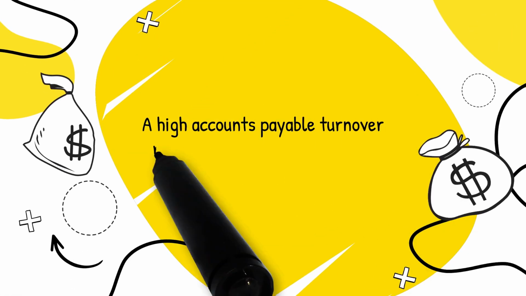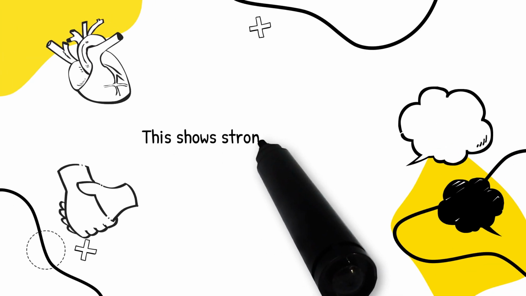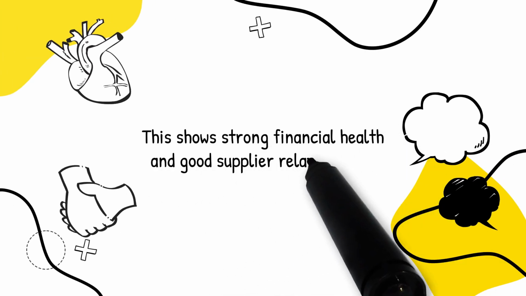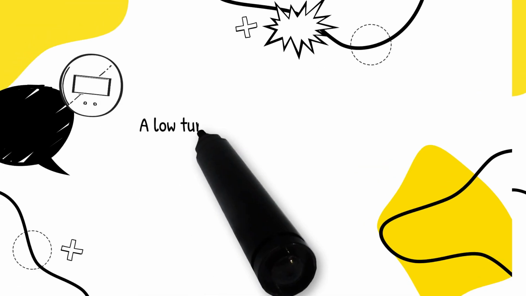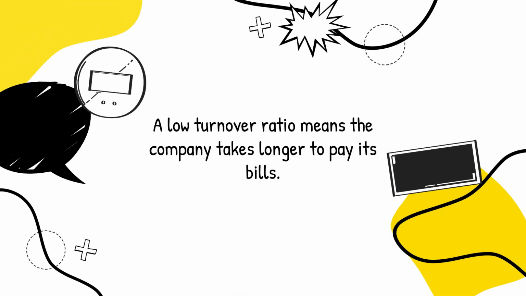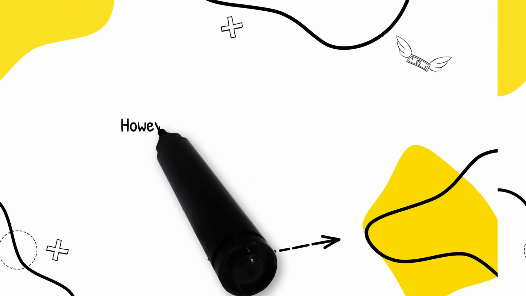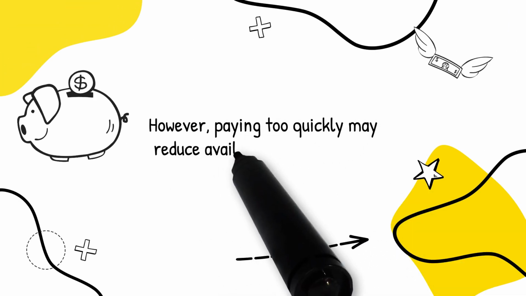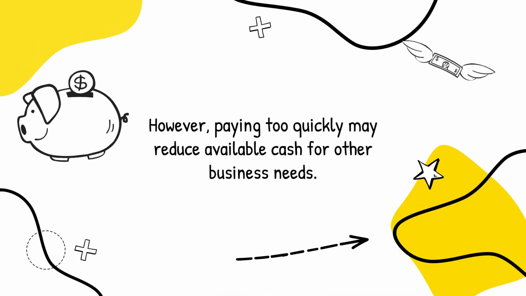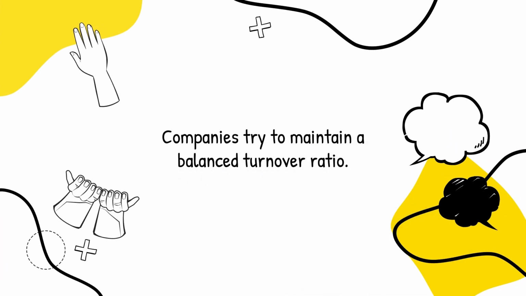A high accounts payable turnover ratio means the company pays suppliers quickly. This shows strong financial health and good supplier relationships. A low turnover ratio means the company takes longer to pay its bills. This may indicate cash flow problems or delayed payments. However, paying too quickly may reduce available cash for other business needs. Companies try to maintain a balanced turnover ratio.